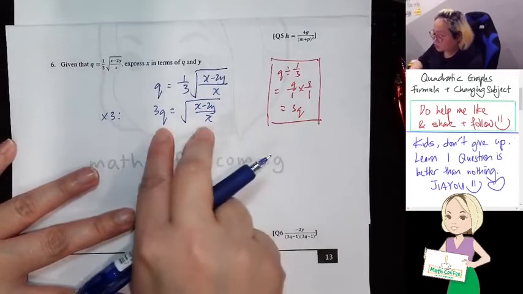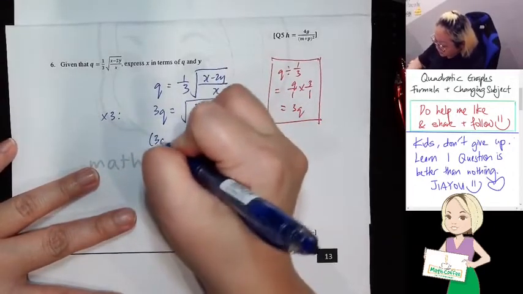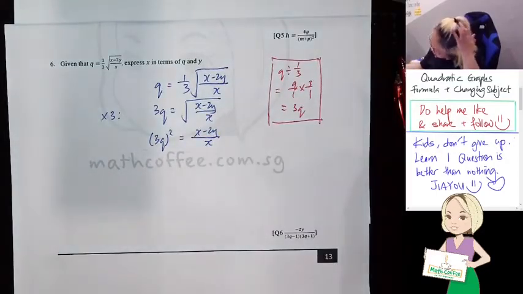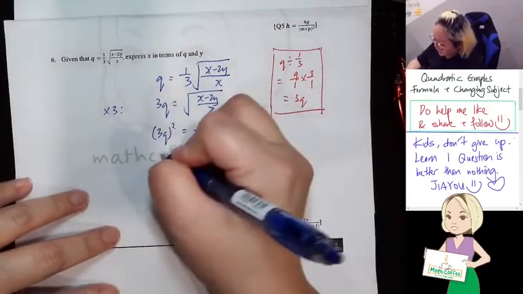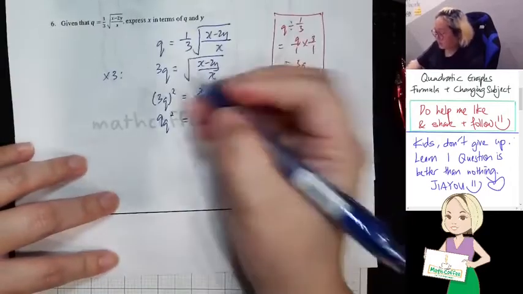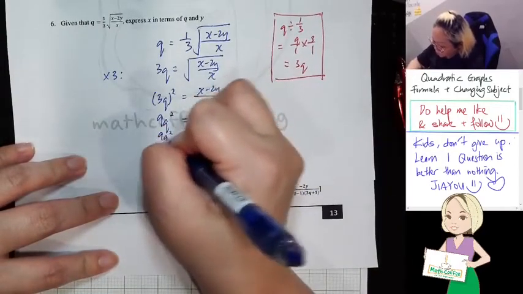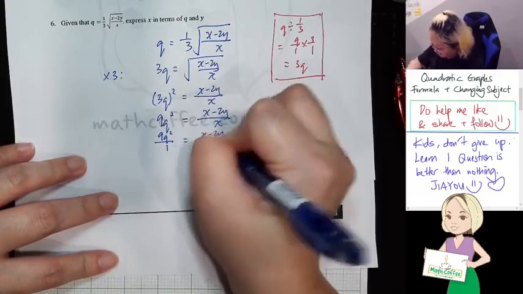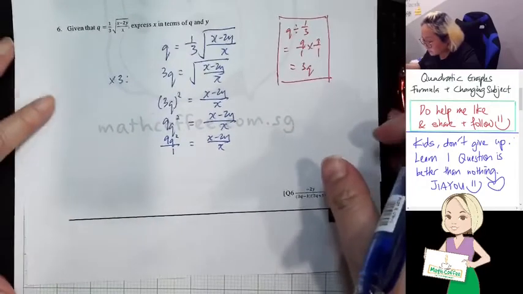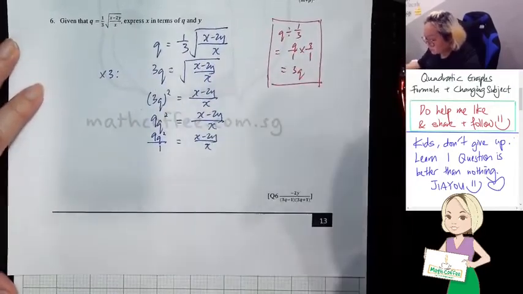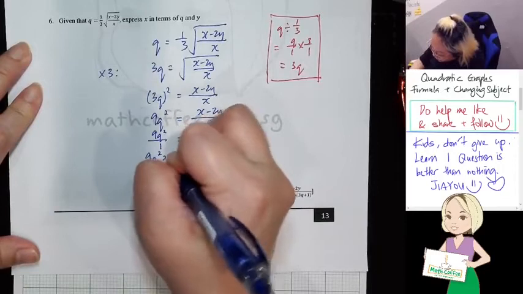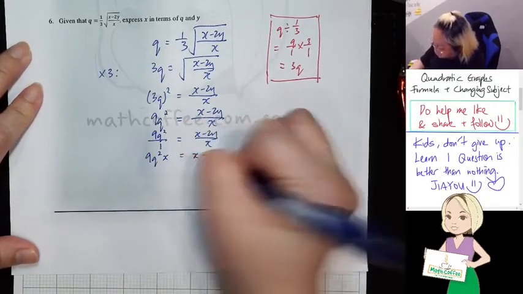So now I can square both sides. So now square this. And then this becomes x minus 2y over x. This one, it becomes 9q squared equals to x minus 2y over x. Then I'm going to put this as 9q squared over 1. Cross multiply. Square both sides. Yes, I square both sides already. Okay. Cross multiply, so I have 9q squared x equals to x minus 2y.